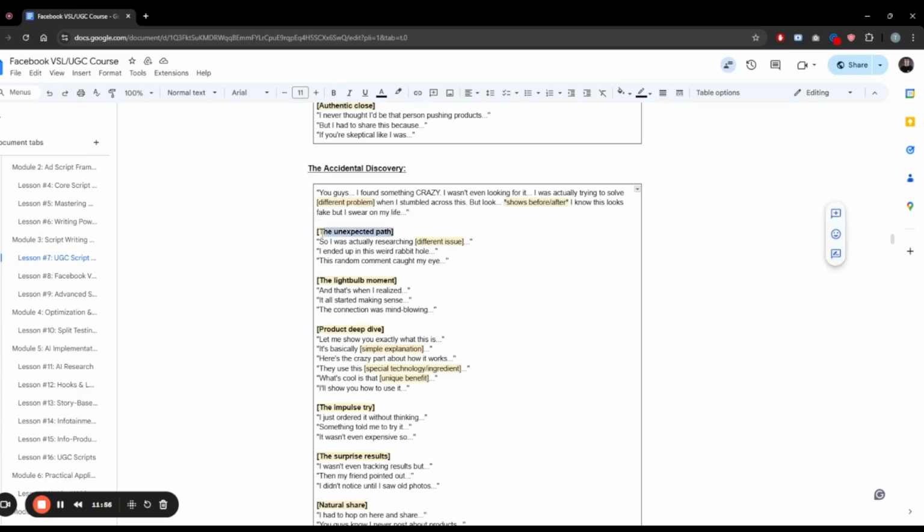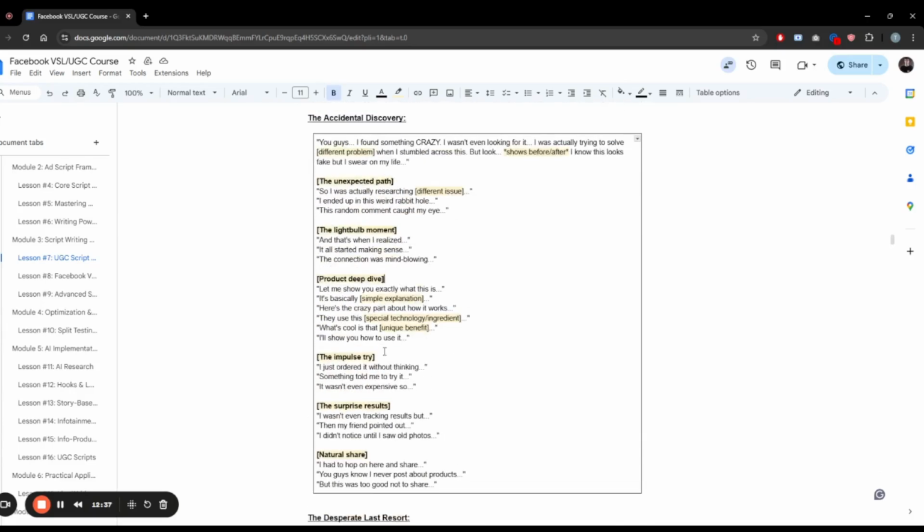And then you go on to explain the unexpected path. So for example, I was actually researching what to do about my dry and brittle hair. Then you have the light bulb moment, and then you can say, then I realized something. For example, the beauty problem is not in the hair, but actually in the skin, or for example in the gut. And then you discover some product, you explain the product, and then you say, yes, my hair improved, but what got even better was my skin.